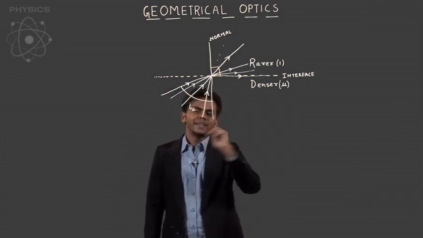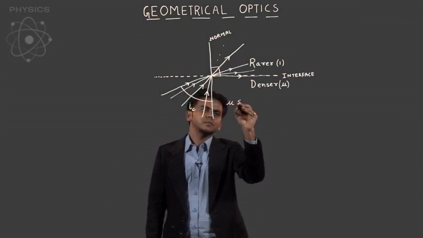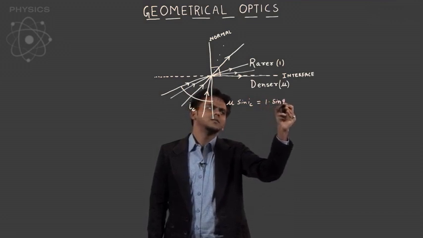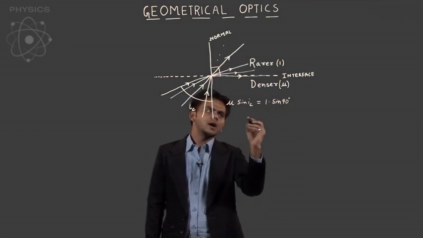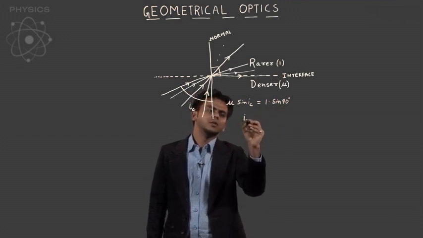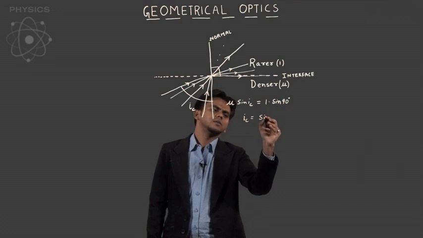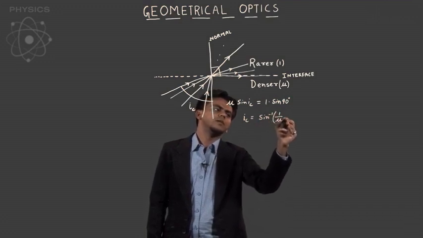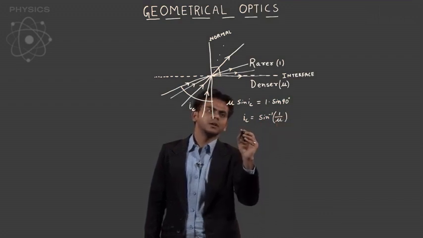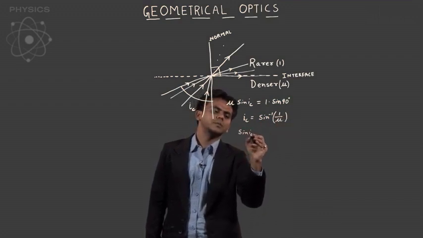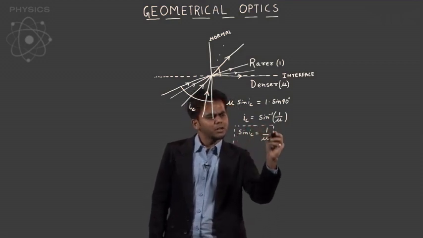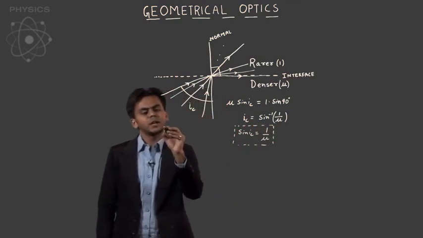Mu into sine IC is equal to 1 into sine 90 degrees. So your IC becomes simply equal to sine inverse of 1 by mu. Or in other words, in simpler words, your sine IC is equal to 1 by mu.